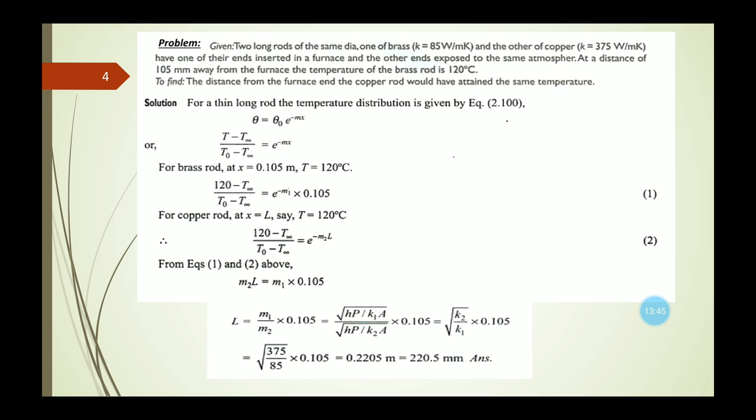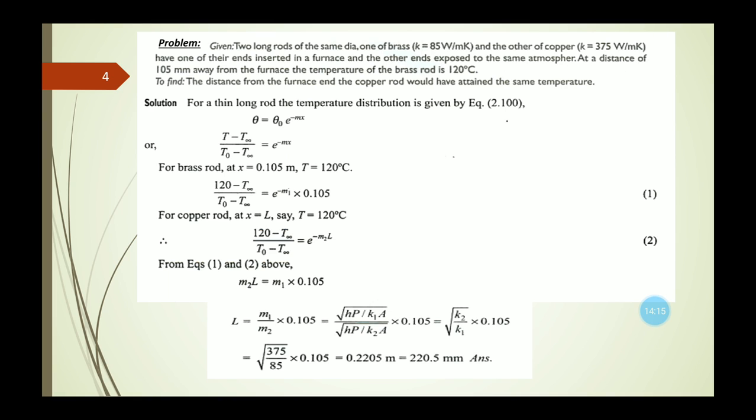So this M1 equals root under HP by K1A, and M2 equals root under HP by K2A. So that means this HP and A will be cancelled out for these two copper and brass rods. So ultimately we have root under K2 by K1 multiplied by 0.105. And this K2 and K1 for the brass and copper rod are given in this numerical. So K2 is given 375 and K1 is given 85.